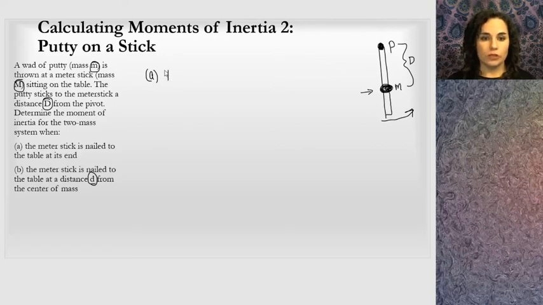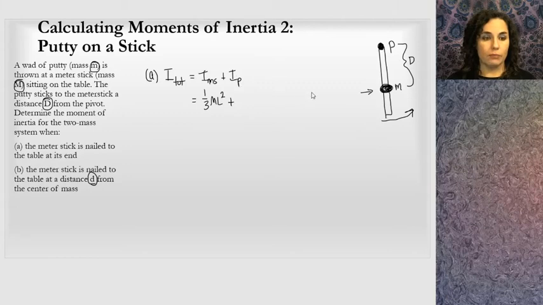We want the moment of inertia here. I'm going to note that I have two objects. I have a rod about the end, and I also have this point mass. So I'm going to have to say that I have a total moment of inertia, which is going to be I of the meter stick plus I of the putty. I of the meter stick is an equation you would be given, 1/3 ml squared. Just about the end, that's what it is, 1/3 ml squared.